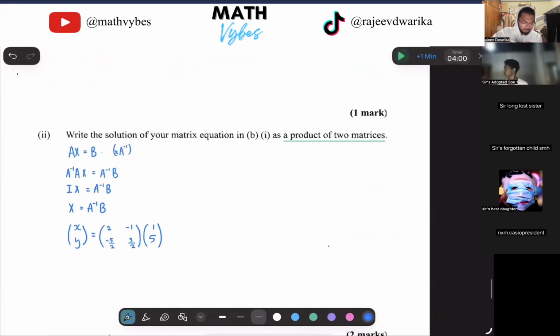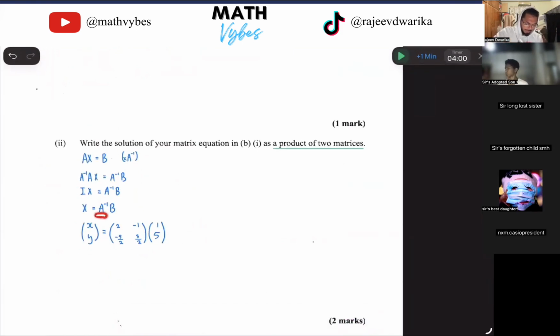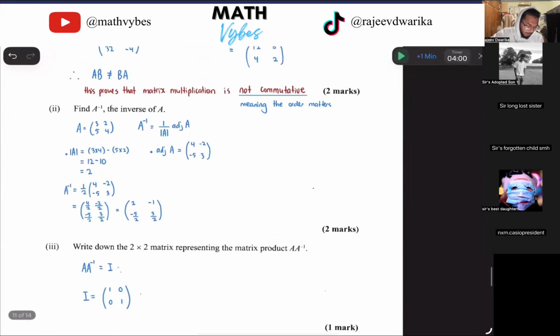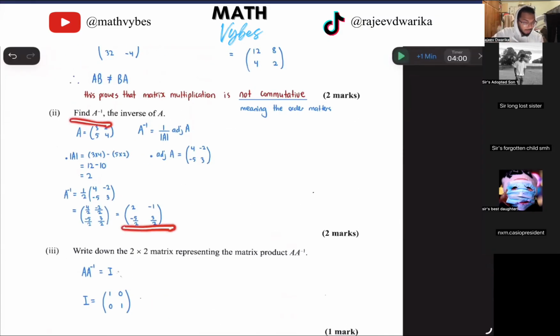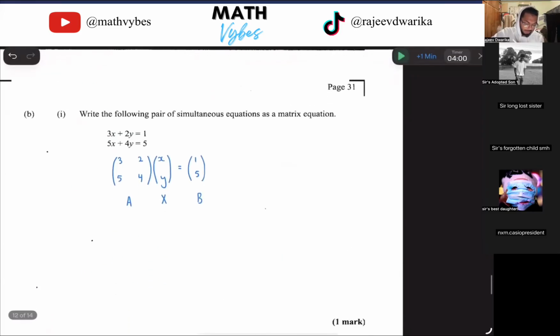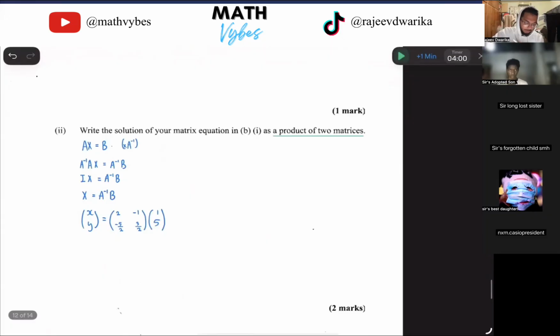Yes, sir. So you understand that A inverse is just the inverse of whatever this is. And we actually had to solve this in the prior part. We had to solve for A inverse over here. So we had that 2, minus 1, minus 5 over 2, 3 over 2. So that's A inverse.